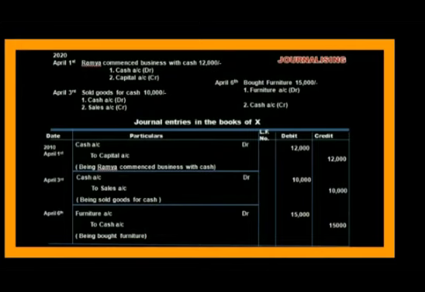Then April 3rd, sold goods for cash means cash account is debit and sales account is credit. Amount 10,000, 10,000. Within brackets being sold goods for cash, bracket close and underline. Second entry also finished. Then third entry April 6th, bought furniture 15,000. So furniture account is debit, then it is 15,000. Then to cash account it is 15,000. Narration is being bought furniture, then again line. So in this way we are going to record number of transactions in the journal. The way of recording the transactions in the journal is known as journalizing.